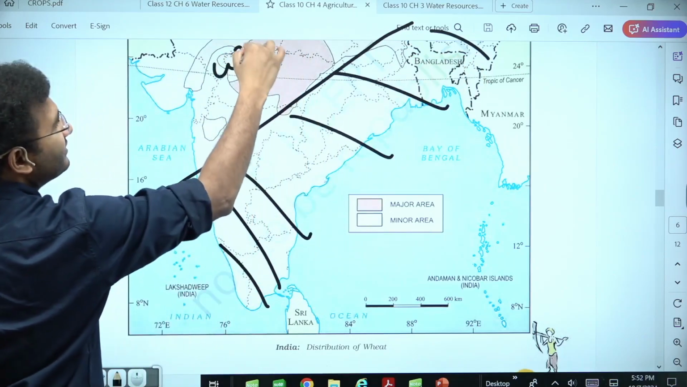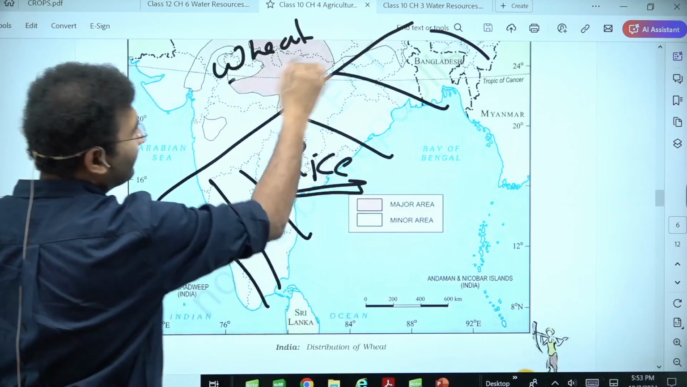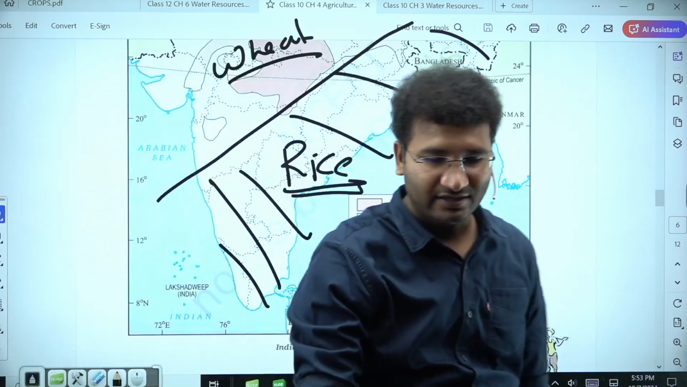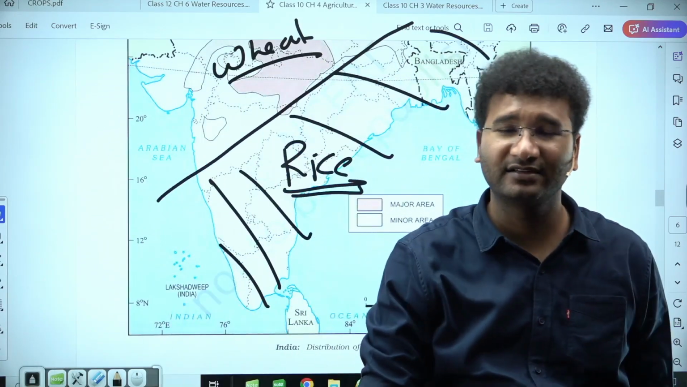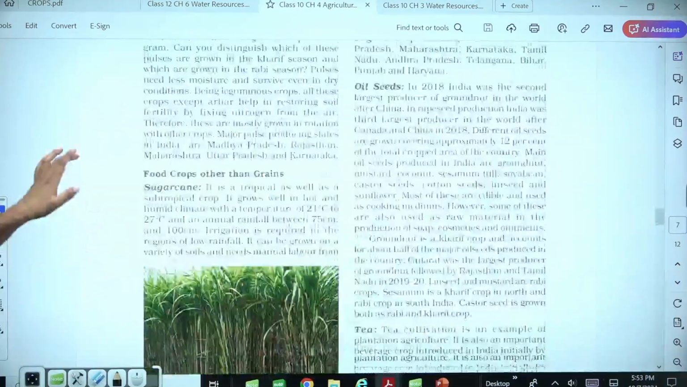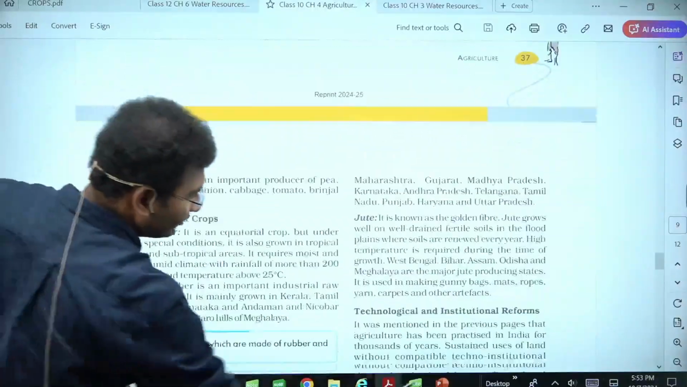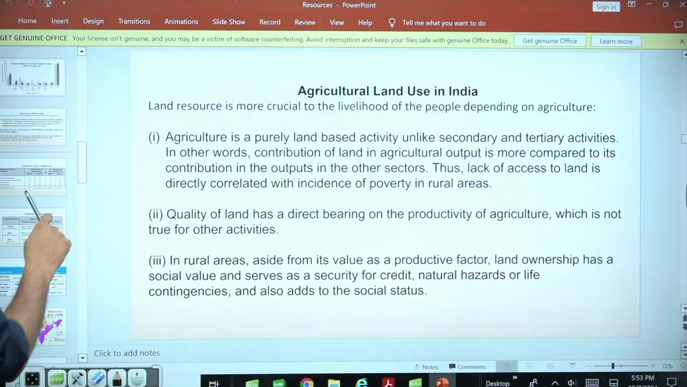This is wheat India. This is rice India. Wheat and rice are two different entities, right? One is talking about rice, other is about wheat. So let me show you the crops, how to study them in a detailed manner.